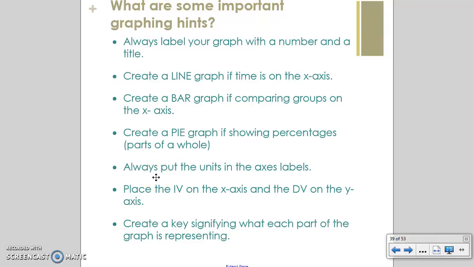We also want to make sure that we're putting those units in our axis labels so that we're not cluttering up the plot or the picture of the graph. We want to always make sure we put our independent variable on the x-axis and the dependent variable on the y-axis. And finally, we need to make sure that we're creating a key so that our audience knows what the picture is showing them.